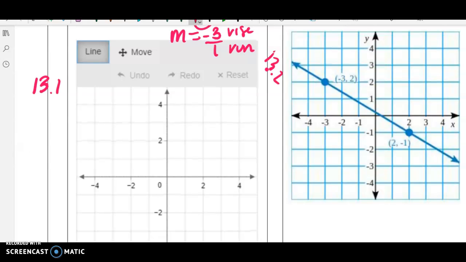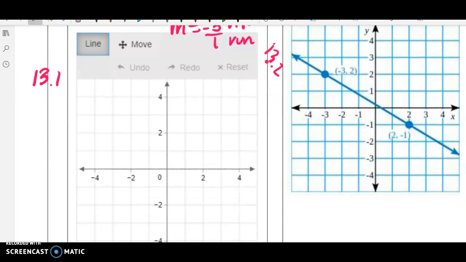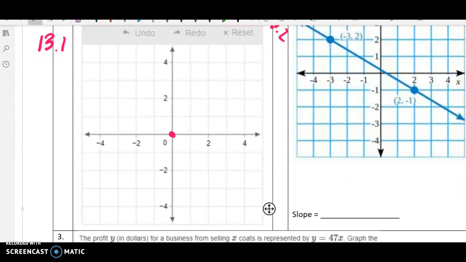Because there's not a y-intercept, we start at 0, 0. And then you go down 3, 1, 2, 3, over 1, which is the same thing as going up 3 and to the left 1. And then we draw our line. It's going to be a little hard on here for me.